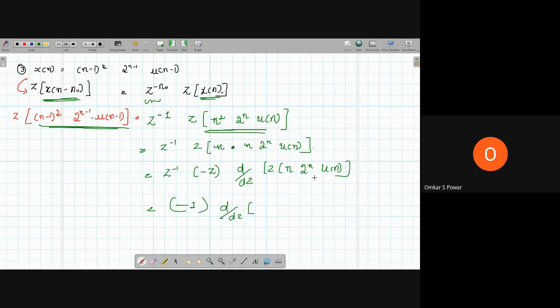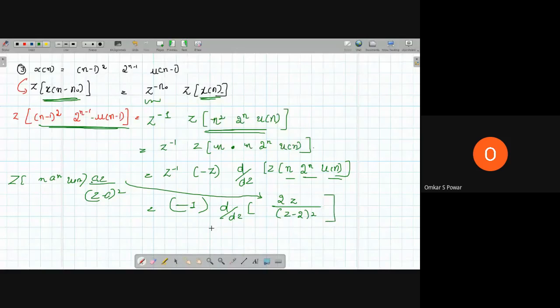So first problem, the Z transform of n a power of n u of n. What is the formula? A into z divided by z minus a the whole square. So that one I will apply for this one. So n a power of n u of n is nothing but a into z divided by z minus a the whole square. So now it is your thing to differentiate this, numerator by denominator. So those things I will not do.